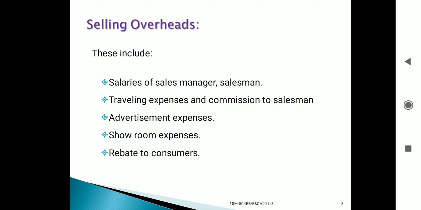So in the last video we saw that selling overheads include salaries of the sales manager and salesman, traveling expenses, commission to the salesman, advertising expenses, showroom expenses, and rebate to the consumer. So in this video we can see the remaining.